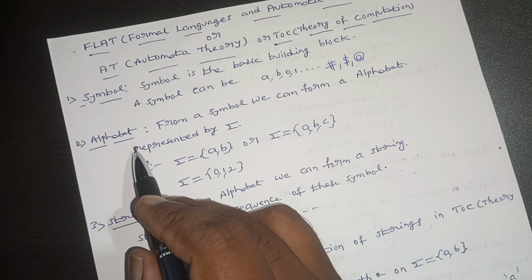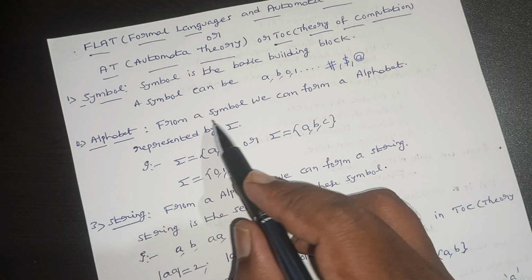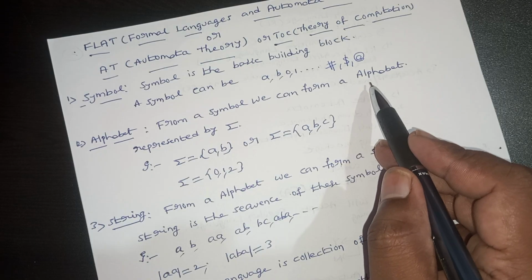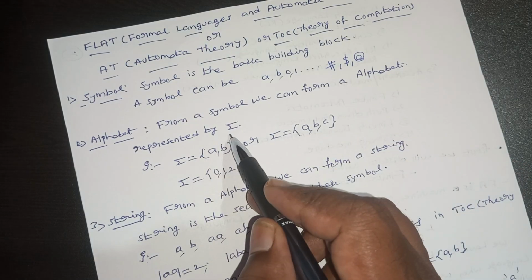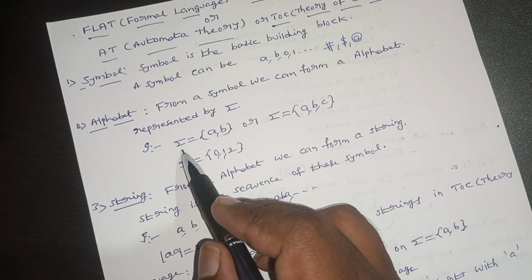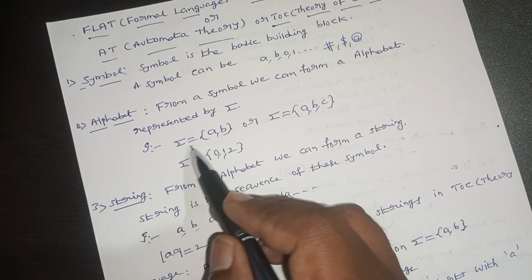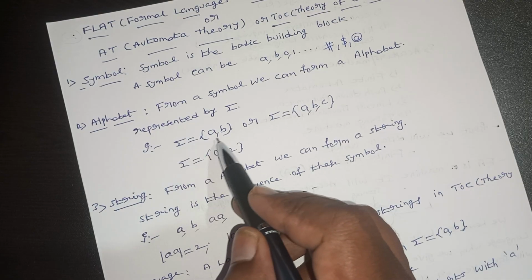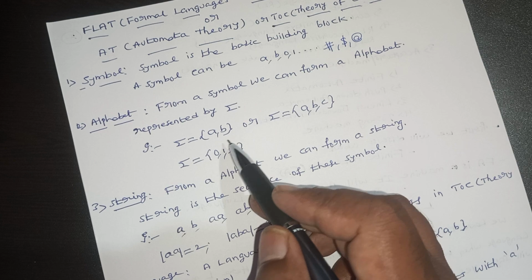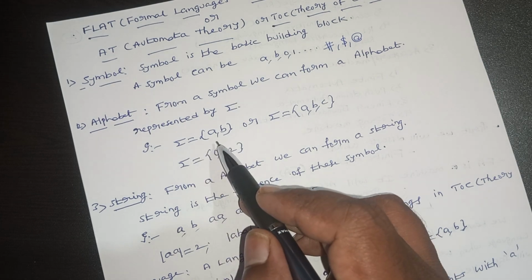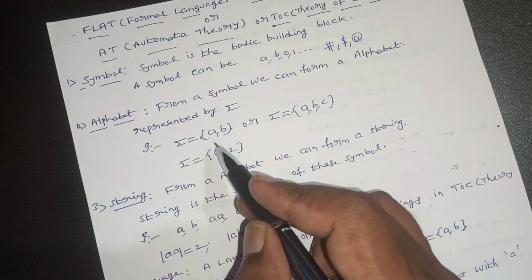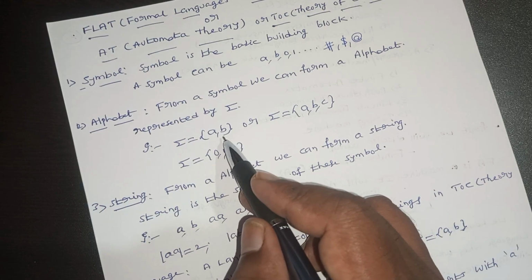Next one is the alphabet. What is the alphabet? From symbols we can form an alphabet. Alphabet is denoted using sigma. Now what is sigma? Sigma means nothing but input symbols. Now tell me, sigma is the alphabet. What are the input symbols? So a comma b are the input symbols. In my example, in my problem, I am taking sigma equal to a comma b. These are not fixed. You may take any number of input symbols.